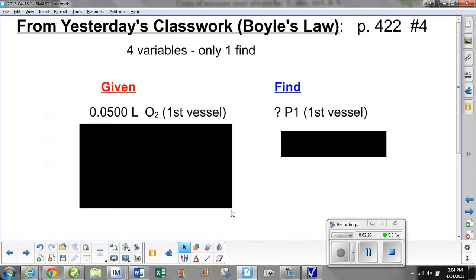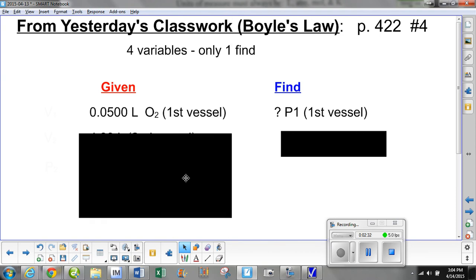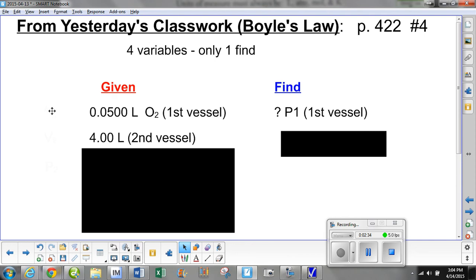We're going to fill an evacuated 4-liter. Okay, so what do we have? This is V1, the first vessel. That's the second vessel, and that's the pressure that we didn't get. See how I'm sorting this out? Piece by piece, one at a time. It gets so much easier that way.